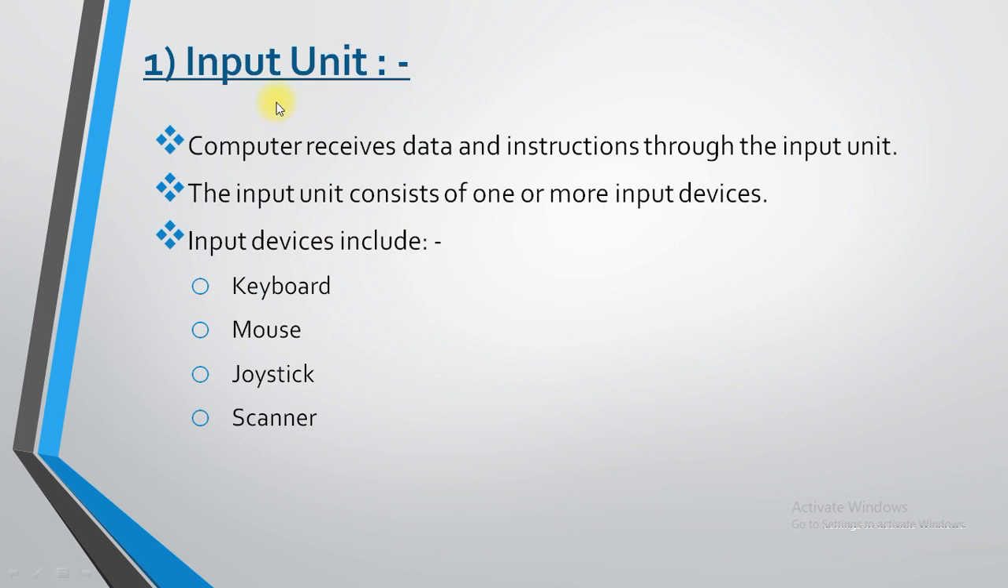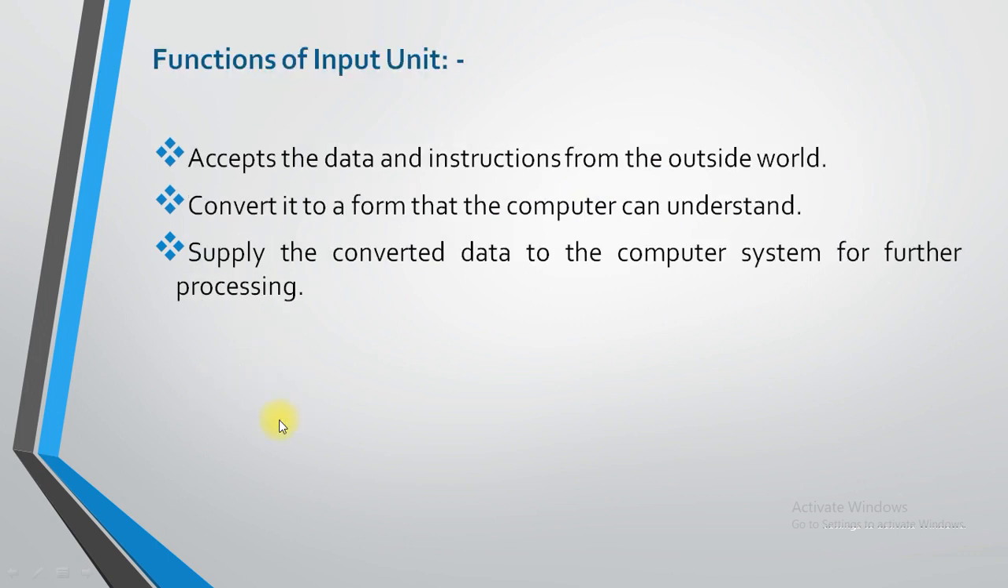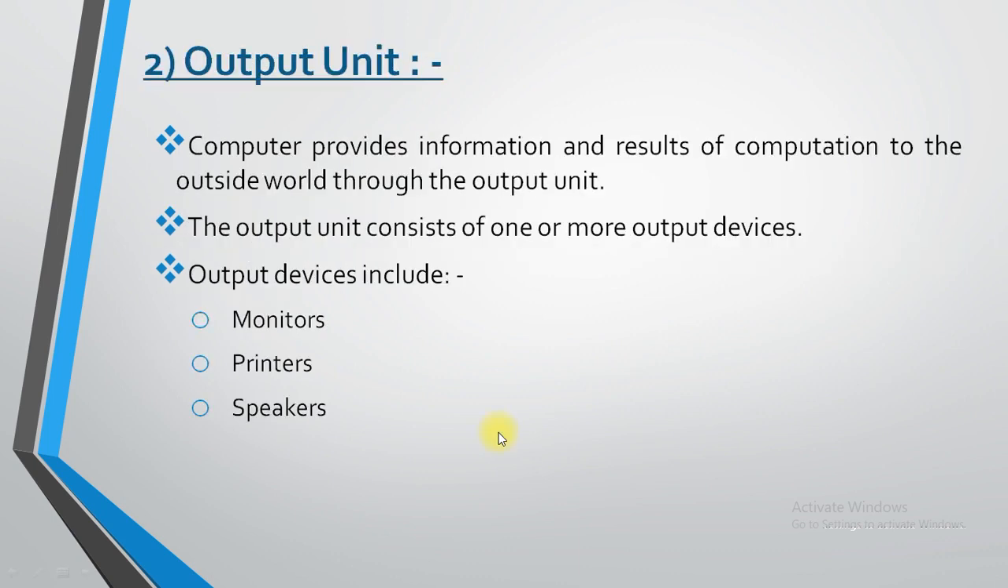First is called input unit. Input unit receives the data and instruction through input unit. Your computer system may contain more than one input device. These all are the list of input device. Functions of input unit: it accepts the data, it converts into the computer understandable language and supply the converted data for further processing.